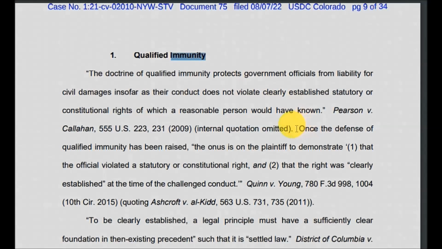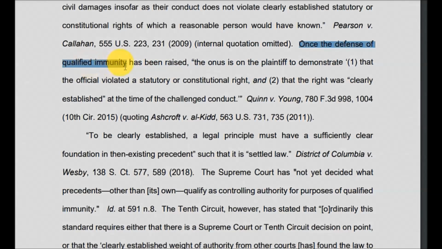Very simple. It goes on to say, once the defense of qualified immunity has been raised, meaning it has to be evoked, quote, the onus, meaning the responsibility, is on the plaintiff, you, to demonstrate, 1, that the official violated a statutory or constitutional right, and 2, that the right was clearly established at the time of the challenged conduct. This is the necessity of you articulating that you are in fact exercising a constitutionally secured right. Sometimes that's all it takes for you to evoke lack of qualified immunity, to articulate the fact that you are exercising a constitutionally secured right. You are shifting the burden of proof by simply evoking those things verbally or on a piece of paper.